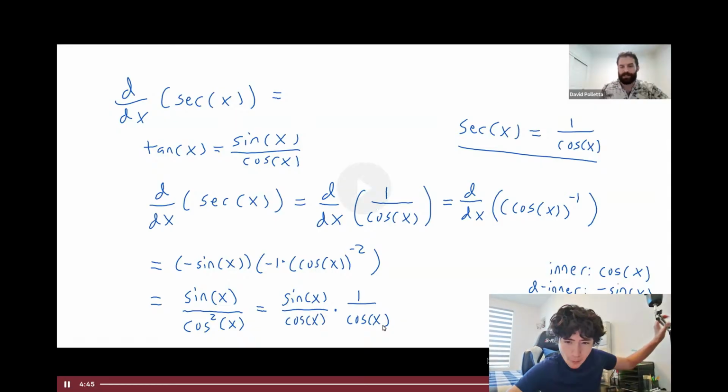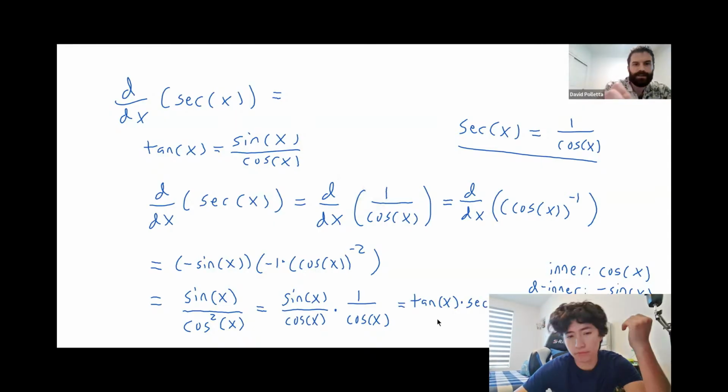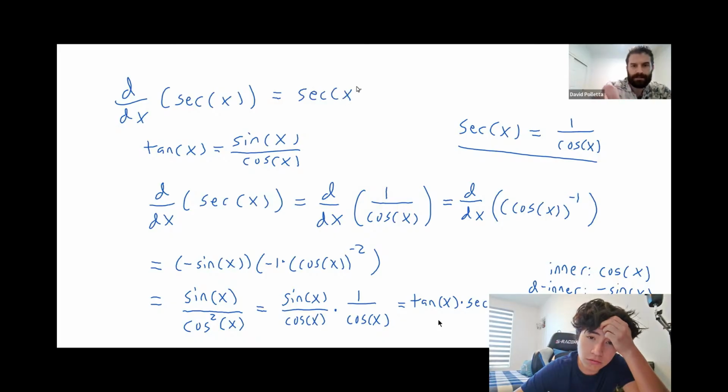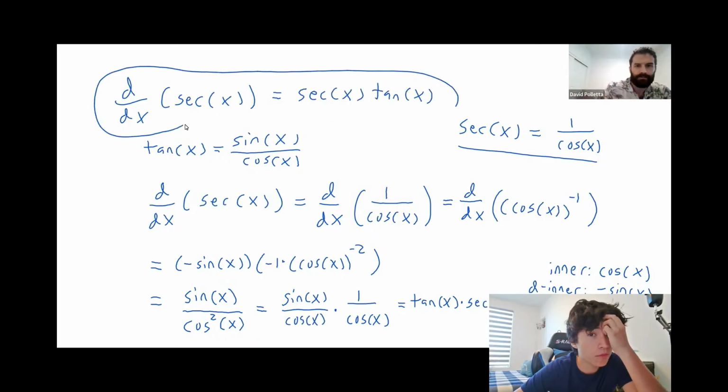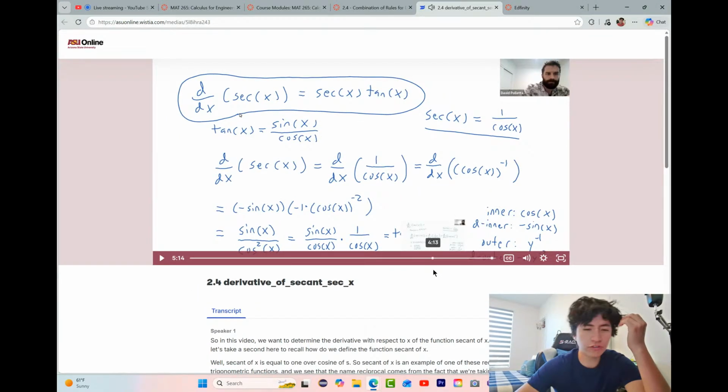I think, yeah, 1 over cosine is secant, tangent. Oh, that's so cool. That makes total sense. Oh, that's actually really cool, guys. Awesome, dude.